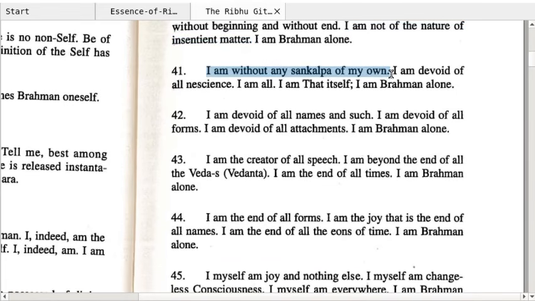I am without any sankalpa of my own. So yes, they do not translate this, but yes, as pointed out by one of our listeners, this means intention, will. I do not have a will. I do not have any intentions. They are all a product of the mind. The intentions appear in the mind, and the mind owns them. Oh, it is my intention. Now I need to do something. That is how it is trapped in this play of intentions and desires and wills. I am a witness of all the intentions. It is not my own, not my intention. And I am devoid of all nescience. I do not have any ignorance also.